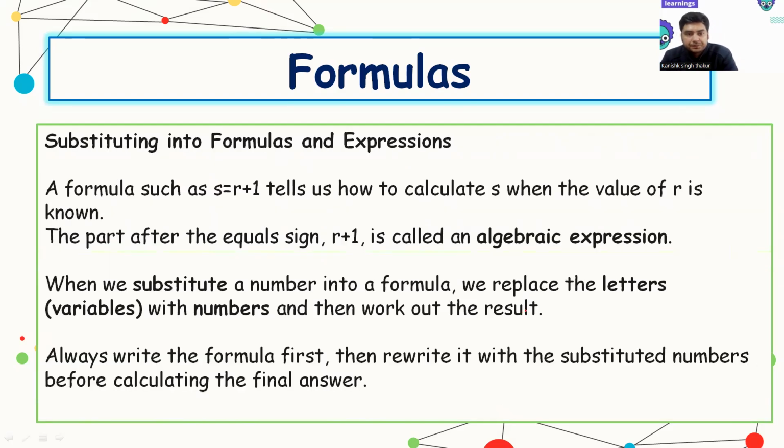Okay, so what you have to do, there will be letters written in place of these values. You will be substituting values according to your needs and you get your answer. Suppose here it is showing that this formula is S equals R plus 1, right? So whatever R you are getting, you'll be getting one more than that as S. Suppose if I substitute R equals 1, I'll get S equals 2. Suppose if I substitute R equals 2, I'll get S equals 3, right?